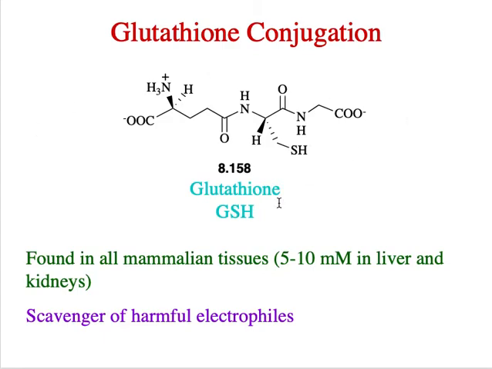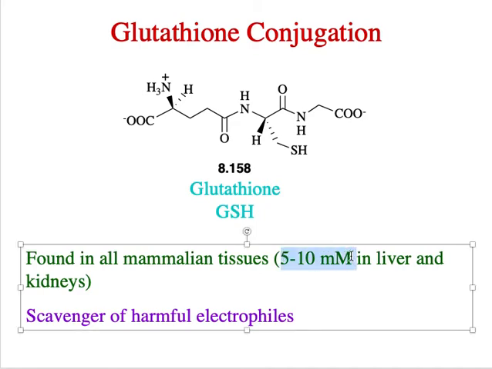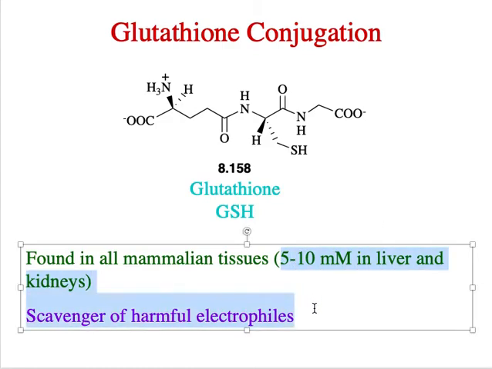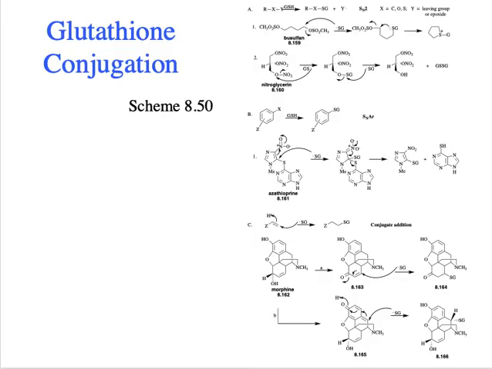Glutathione conjugation. Notice how much of it there is, 5 to 10 millimolar in liver and kidneys. It's smart that we have that much there because it's a scavenger of electrophiles, and we've seen that we make a lot of electrophiles during drug metabolism. We're creating all these electrophiles, which could be bad news if they hit DNA. So it's a good thing that we have a lot of this in our liver and kidneys, so that when we have all our toxins that we love, we can safely get rid of them.